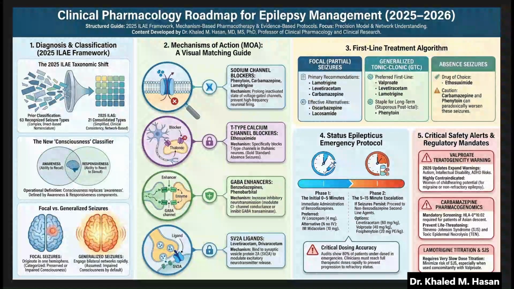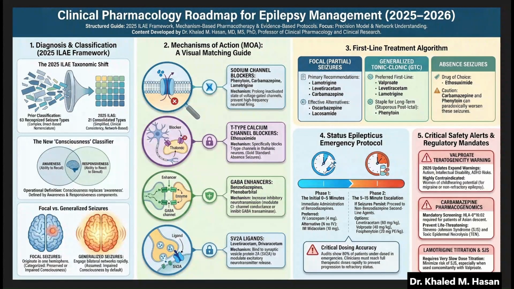Absence seizures: drug of choice is ethosuximide. Clinical contraindication: carbamazepine and phenytoin must be avoided, as sodium channel blockers can paradoxically worsen absence seizure activity. 4. Status epilepticus emergency protocol. Time is brain. This protocol outlines a strict, time-delimited escalation pathway to prevent progression to refractory status.